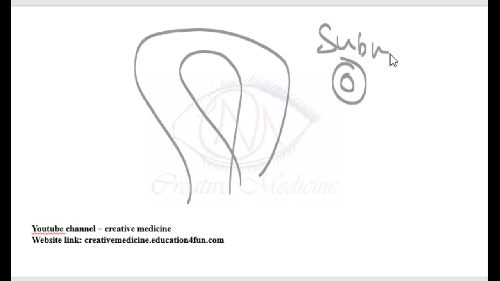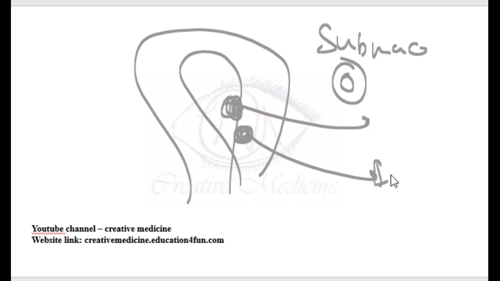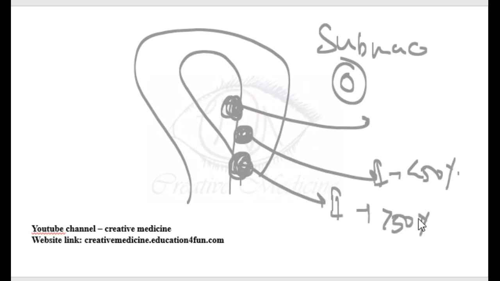Submucosal fibroids type 0 are in the mucosa, completely in the uterine cavity. Submucosal fibroid type 1, they are present less than 50% in the myometrium. Submucosal fibroids type 2, they are present more than 50% in the myometrium.